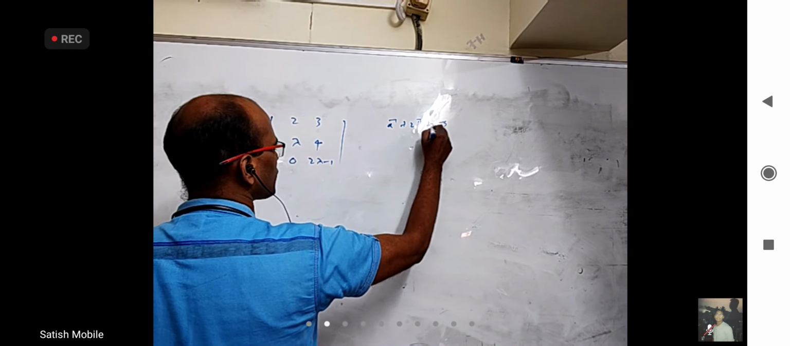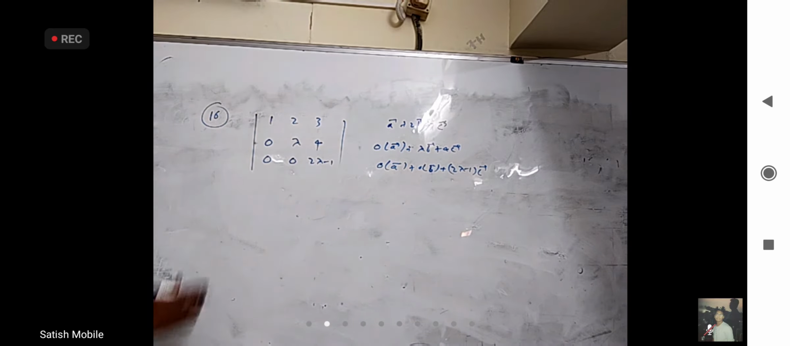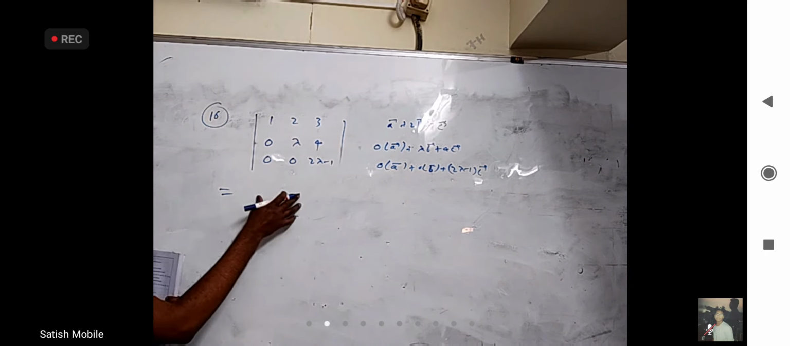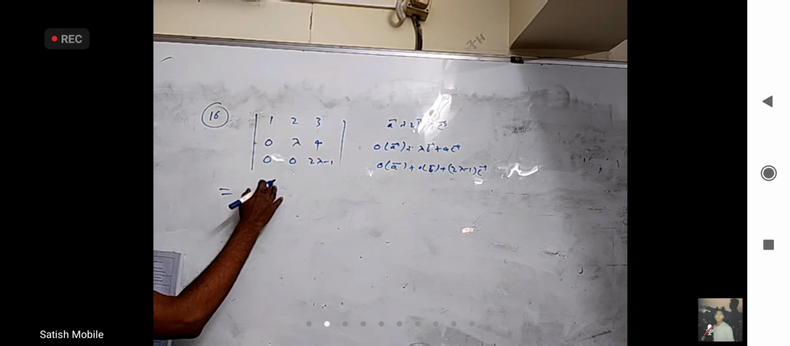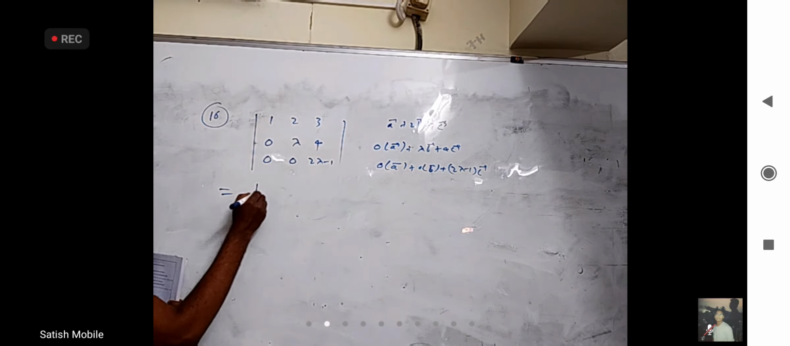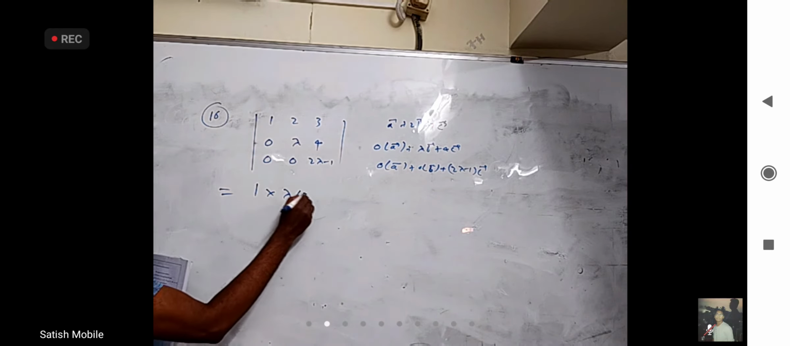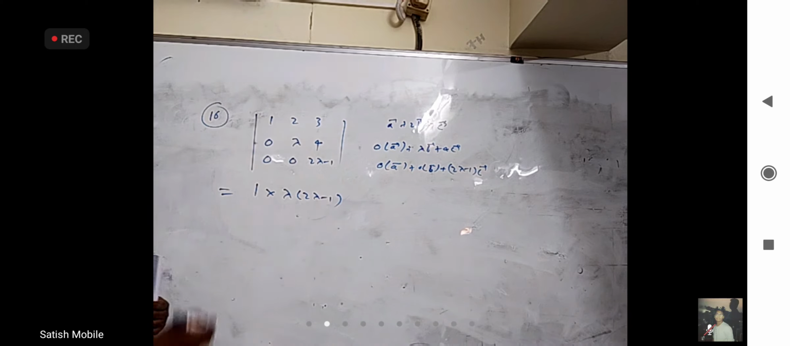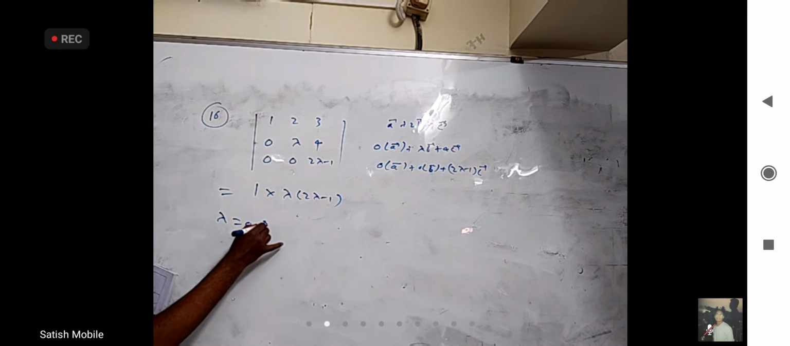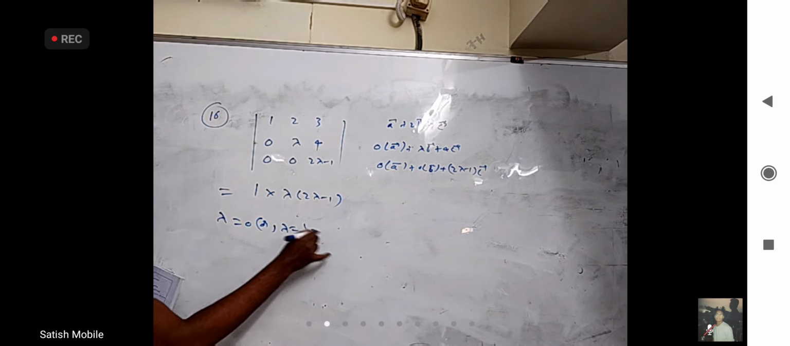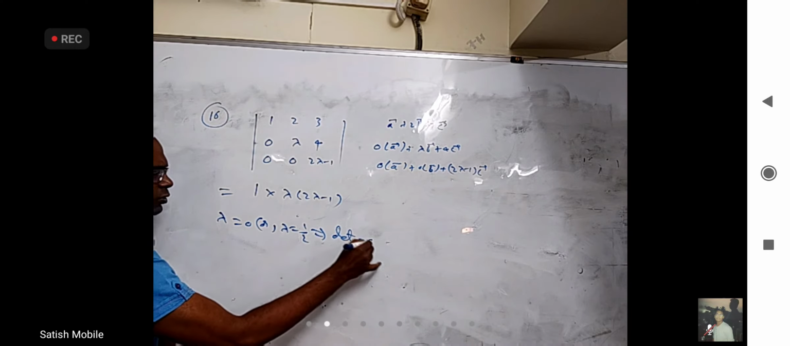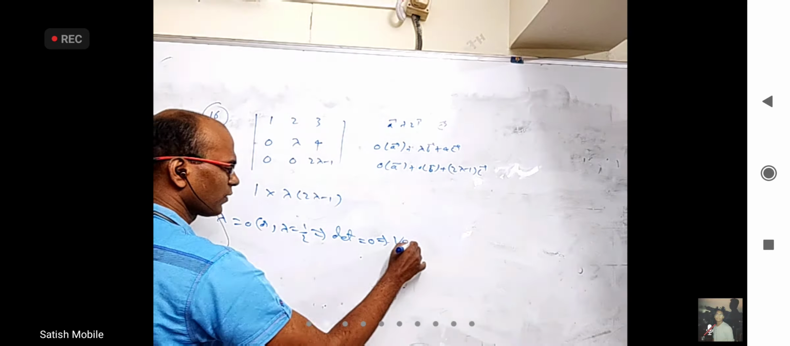If this determinant is 0, those three vectors are coplanar. If it is non-zero, those three vectors are non-coplanar. Whenever a matrix is upper triangular or lower triangular, the determinant is directly the product of the diagonal elements. 1 into lambda into 2 lambda minus 1. Lambda is 0 or lambda equal to 1 by 2 implies the determinant equals 0, which implies the vectors are coplanar.